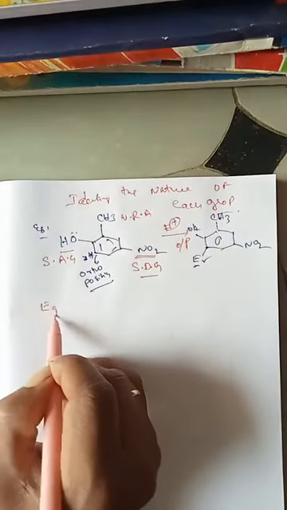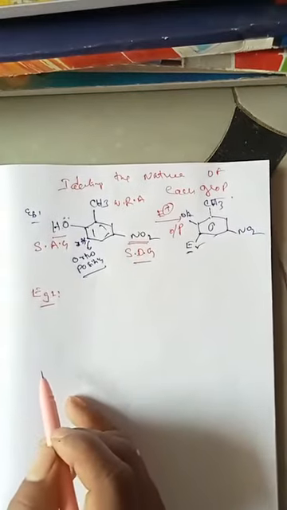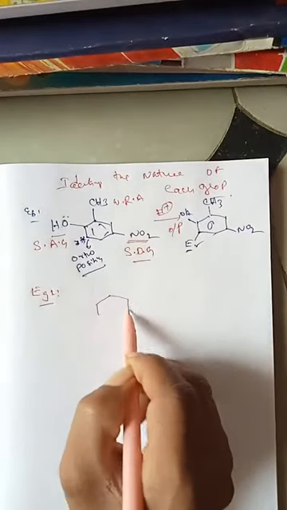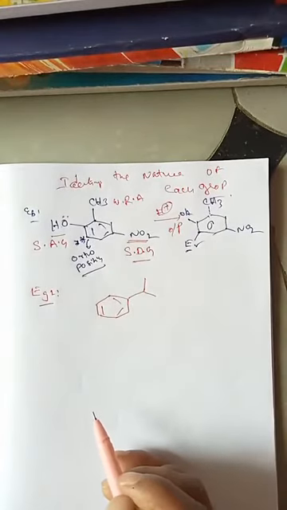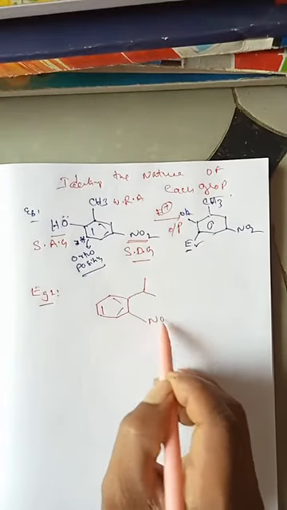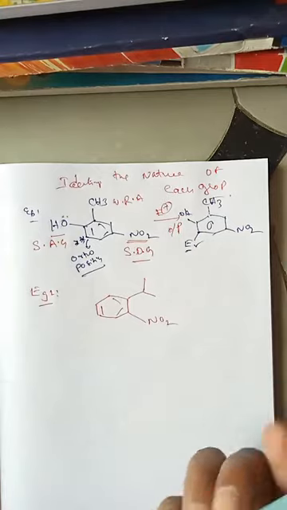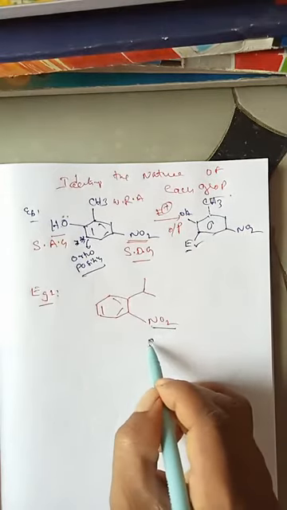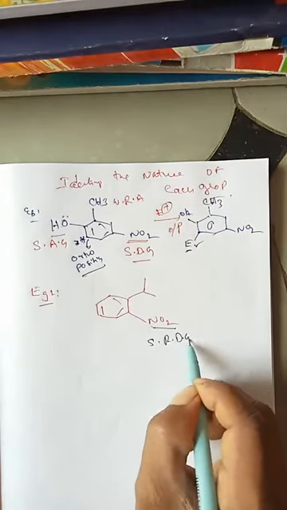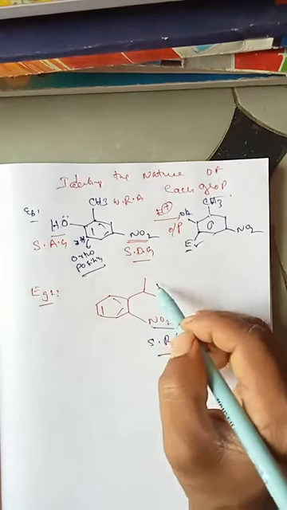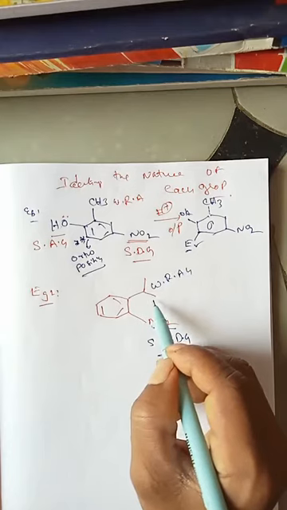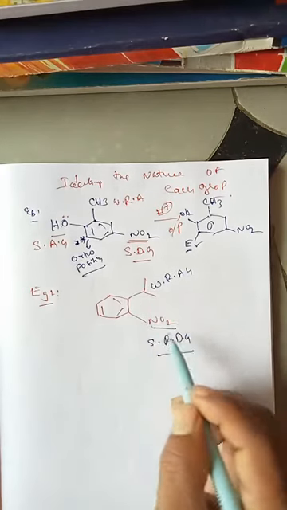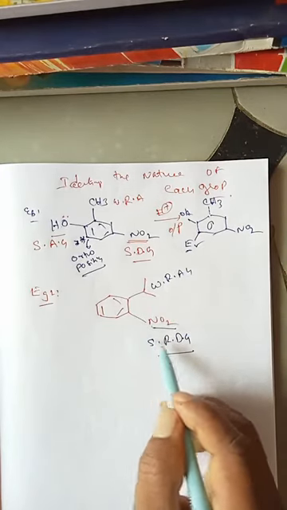And example 2, so we look at example 2. For example, here isopropyl is there and NO2 is there. So very important: NO2 is a strong ring deactivating group, whereas this isopropyl is a weak ring activating group.